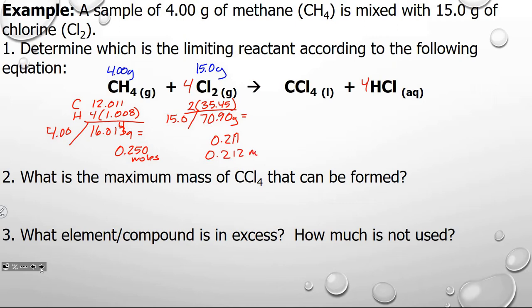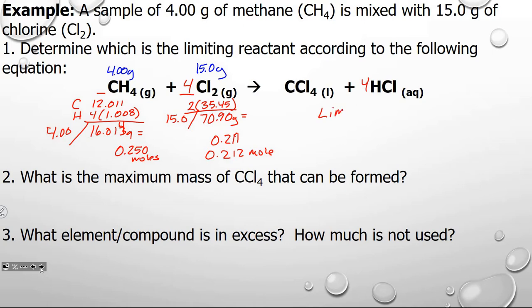0.212 moles. But my ratio is 1 to 4. So for every 1 methane, I need 4 moles of chlorine. For every 0.25, I don't have 4 times that in chlorine, right? I don't. There's no way. So my limiting, what I'm going to run out of, is my chlorine.